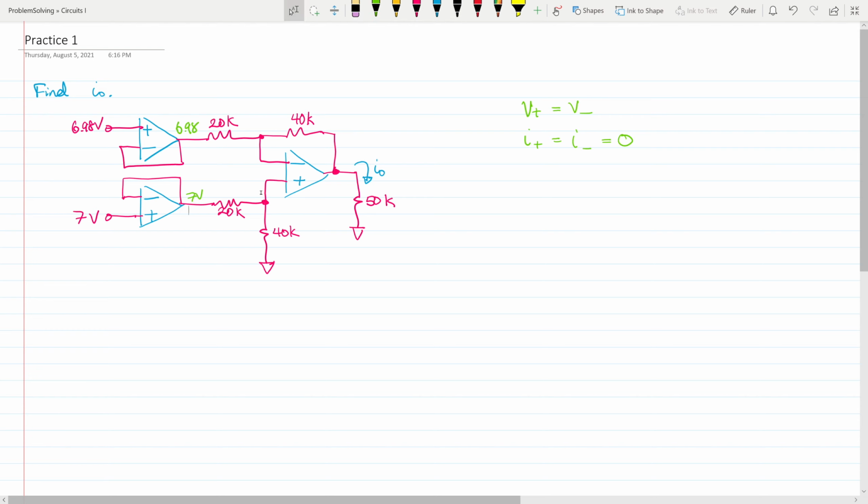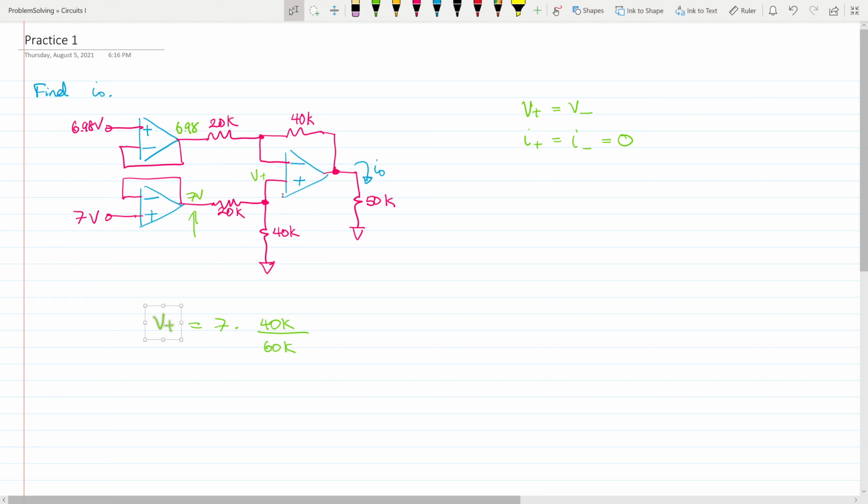And now what we can do is we can try and characterize this V positive here. And we can do that pretty easily by using a voltage division equation. So we start with the 7 volts, which comes from there, and it gets divided down using this voltage division resistor network here. So 40K on the top over 60K on the bottom, which is the sum of the 20 and the 40, and that'll give you V positive.